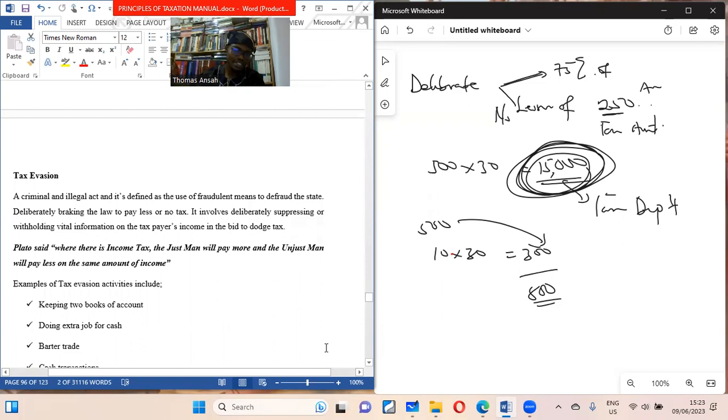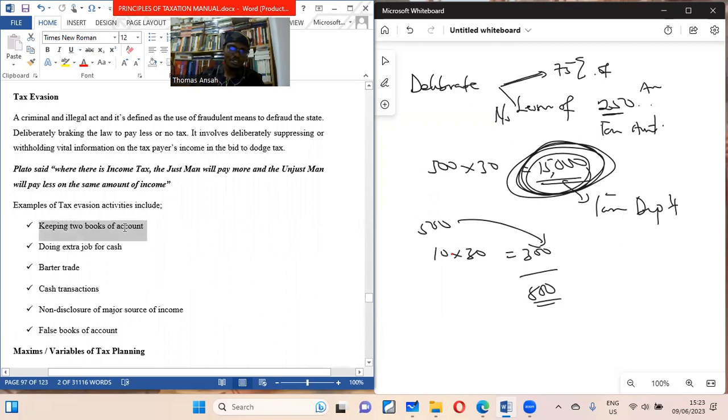Plato says that where there is income tax, the just man will pay more and the unjust man will pay less on the same amount. How do they do that? If you keep two books, people do that: one for GRA, one for banks. Doing extra jobs for cash transactions. Barter trade, where you are not giving the value. If I exchange a calculator for a phone, what are the values? So cash transaction, non-disclosure, forcing of books.